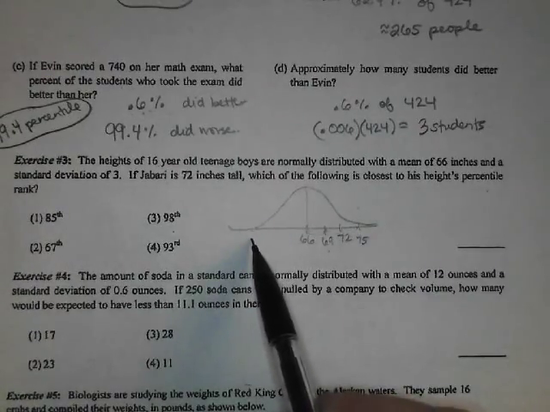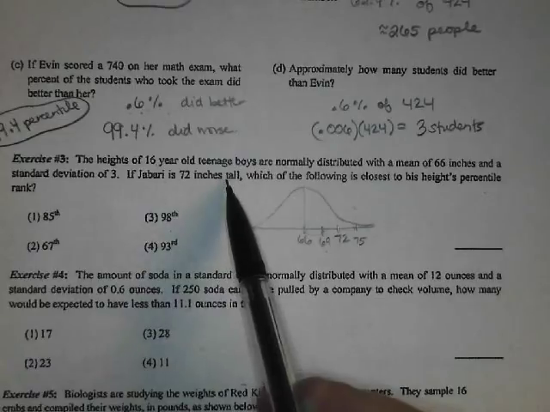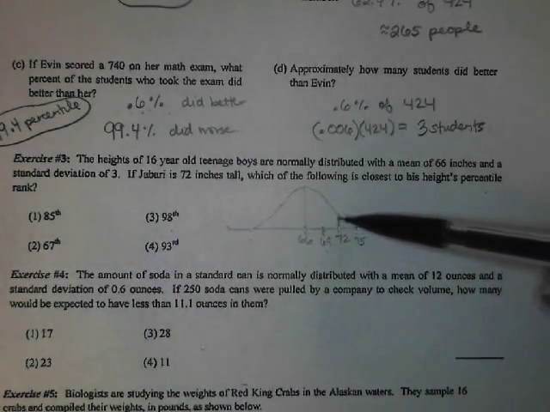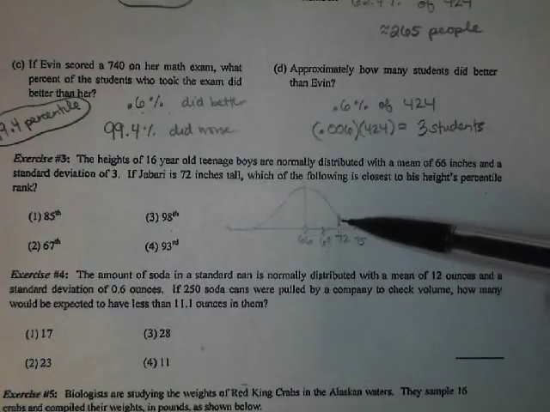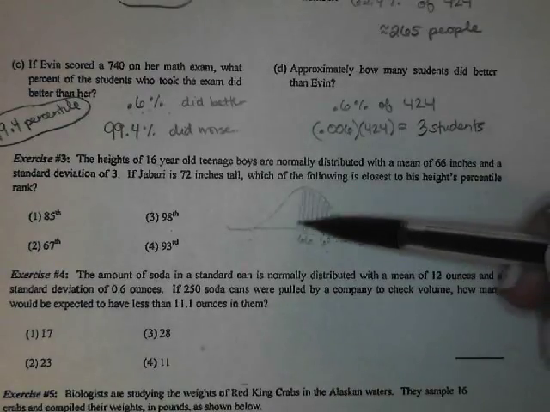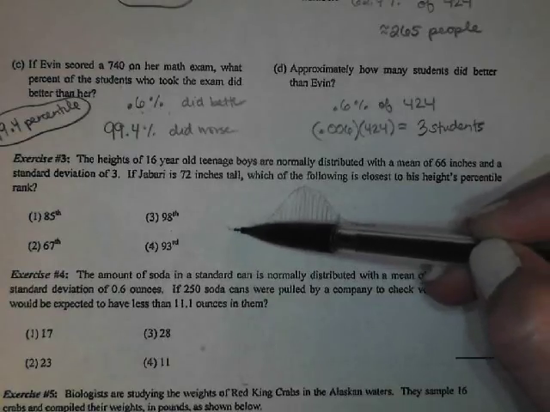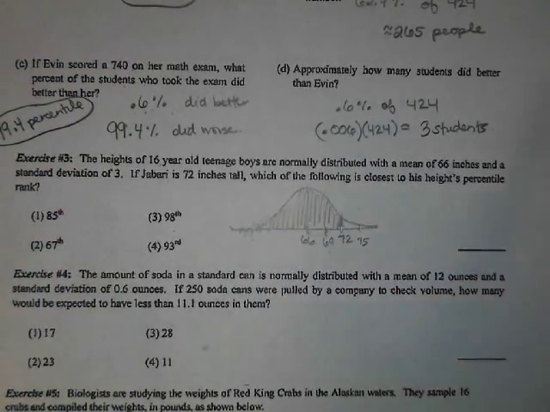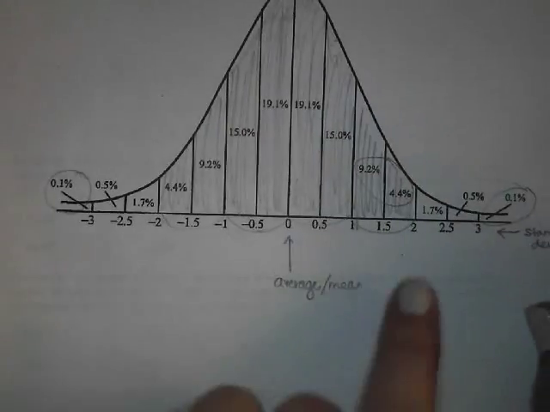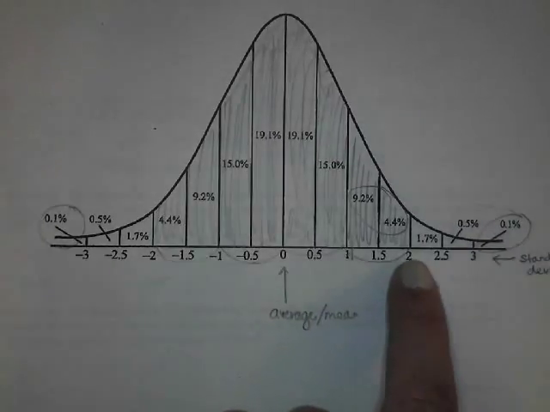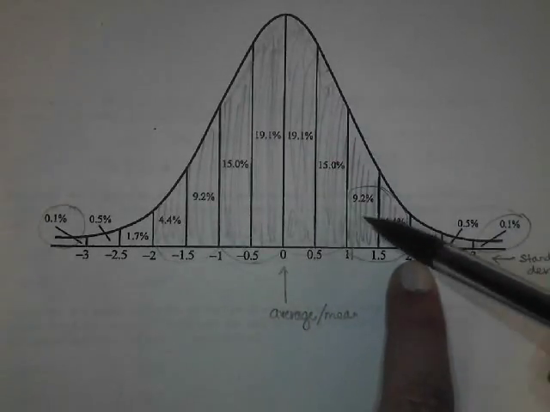If Jabari is 72 inches tall, which actually happens to fall right on our second standard deviation away, which of the following is closest to his percentile? So this means, percentile, remember, is the percentage of people that he's taller than. So I need to know what all of these percentages, right down to the very bitter end, add up to. He's taller than this many people. So if you go to your chart, we were 2 standard deviations away. I need to add up 4.4, all of these percentages, right down to the end.